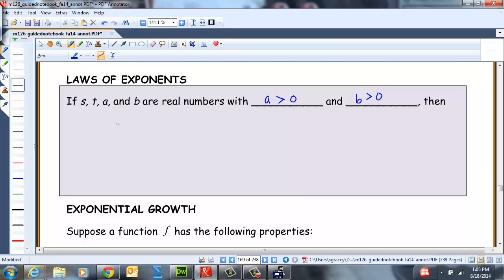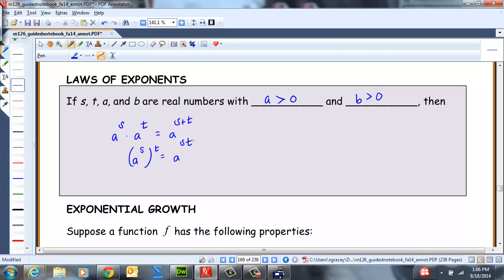then a raised to the s times a raised to the t is equal to a to the s plus t. What about a to the s raised to the t? Good, it's going to be a raised to the s times t.